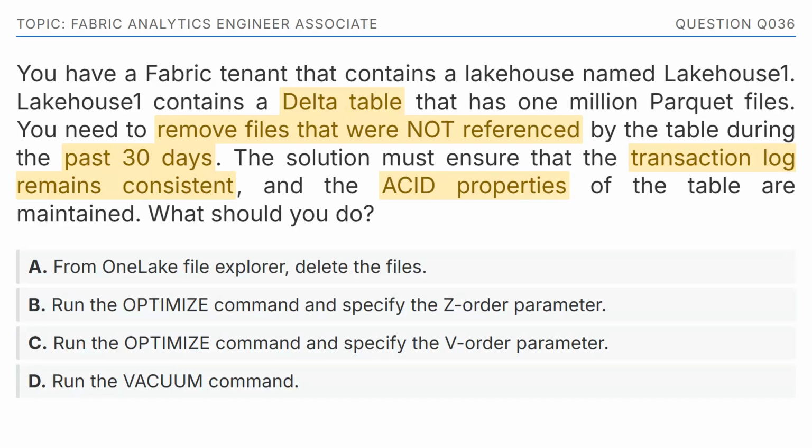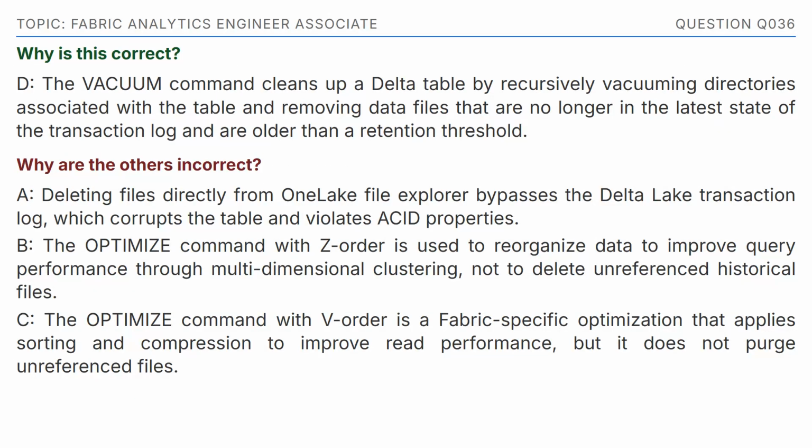To arrive at the correct answer, we focus on the keywords remove files that were not referenced, past 30 days, delta table, transaction log remains consistent, ACID properties. The correct answer is option D, run the vacuum command. Why is this correct? D. The vacuum command cleans up a delta table by recursively vacuuming directories associated with the table and removing data files that are no longer in the latest state of the transaction log and are older than a retention threshold.